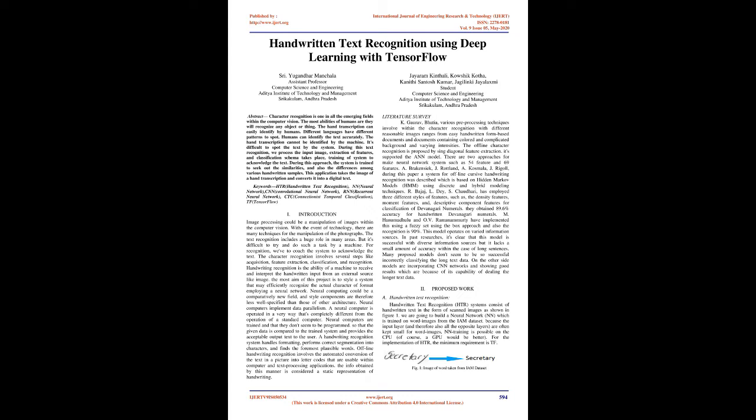Different languages have different patterns to spot. Humans can identify the text accurately. Handwritten transcription cannot be identified by the machine. It's difficult for the system to spot the text.